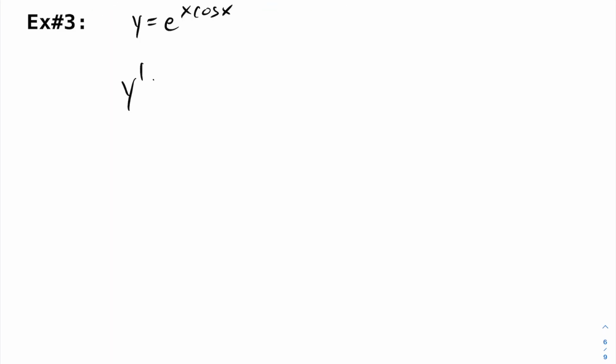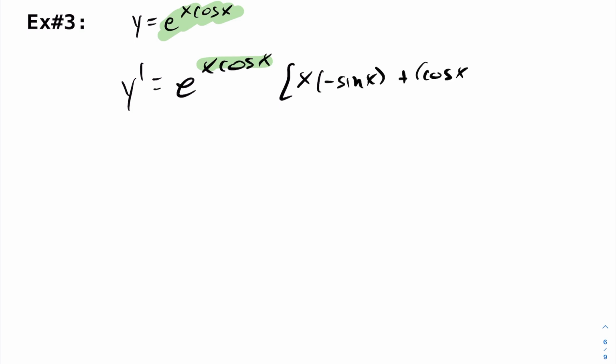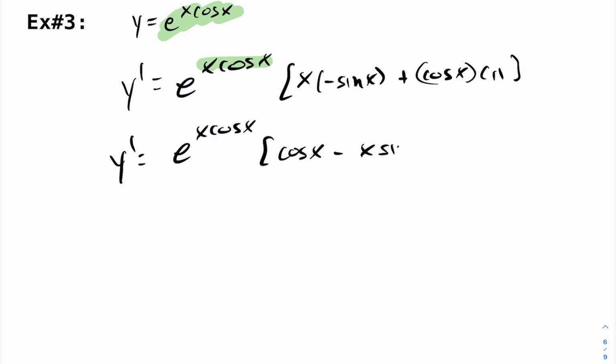All right, let's try another. Here, y prime is going to be equal to, well, the derivative of e to the x is itself. So we're going to go ahead and write that back down. Now you have to take the derivative of the top. Again, the top was not just an x, it was an x cos of x. So now the product rule comes into play. It's going to be first times the derivative of cos x, which is negative sine of x, plus your second times the derivative of the first, which is just 1. So simplifying this, this becomes e to the x cos x times cos of x minus x sine of x.